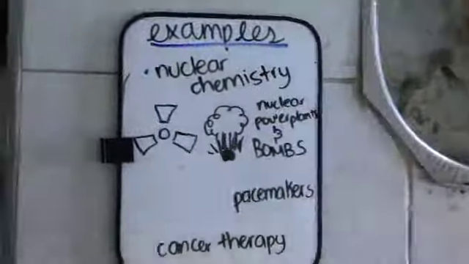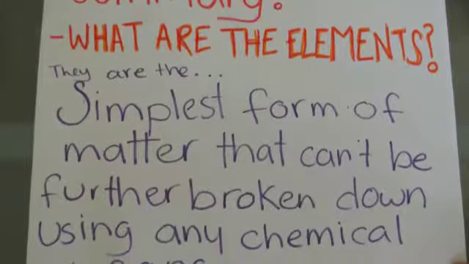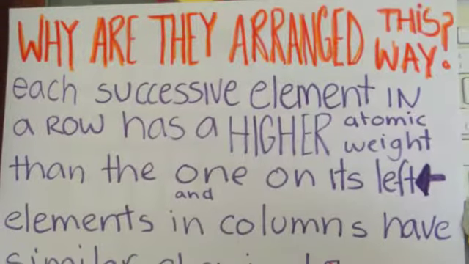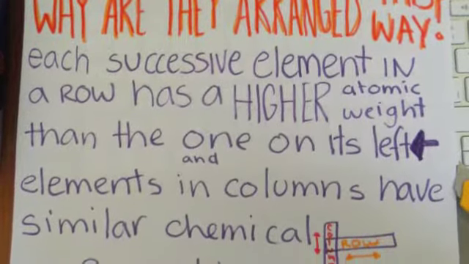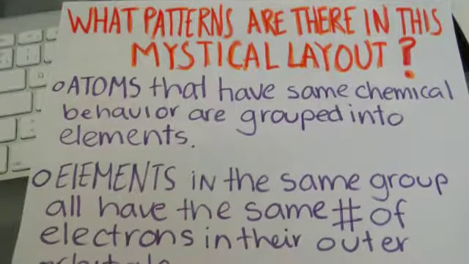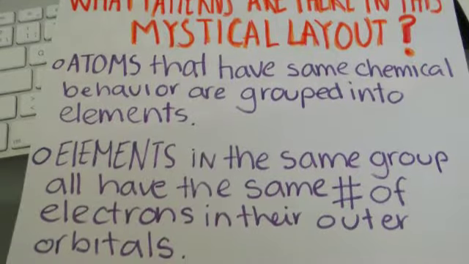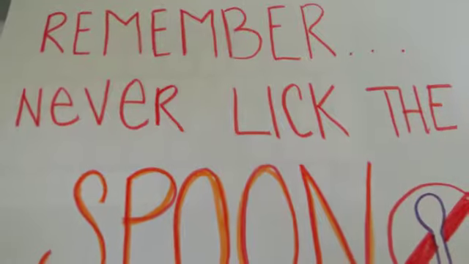Summary. What are the elements? They are the simplest form of matter that can't be further broken down using any chemical means. Why are they arranged this way? Each successive element in a row has a higher atomic weight than the one on its left, and the elements in columns have similar chemical properties. What patterns are there in this layout? Atoms that have the same chemical behavior are grouped together. Elements in the same group all have the same number of electrons in their outer orbitals.